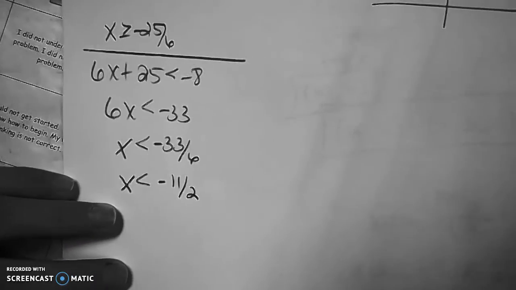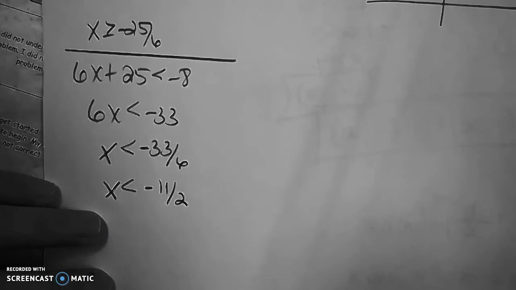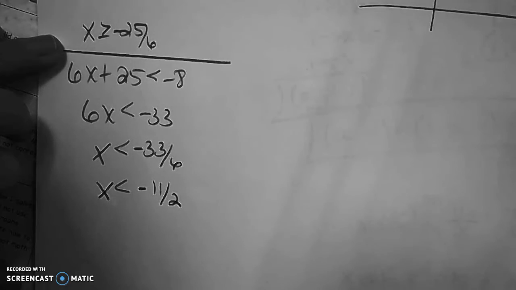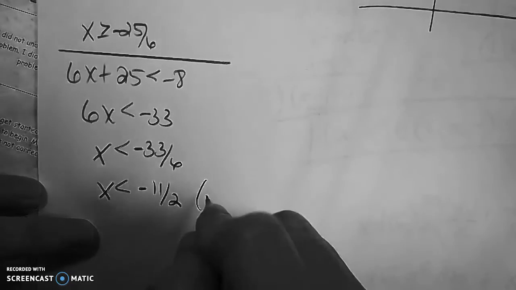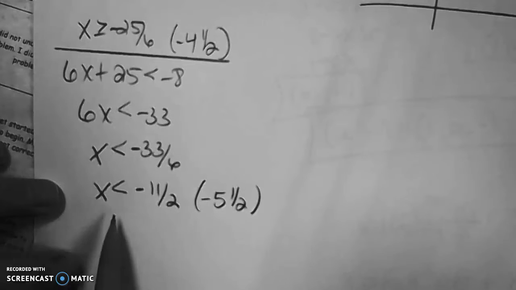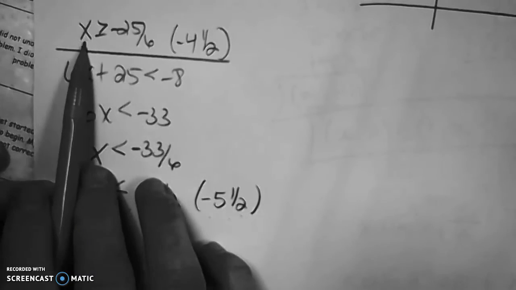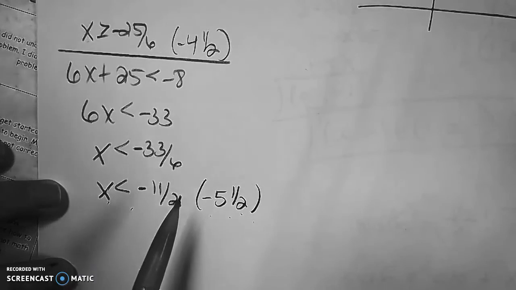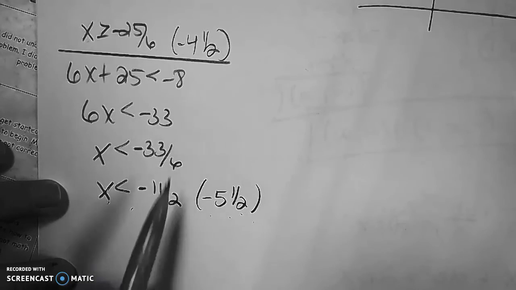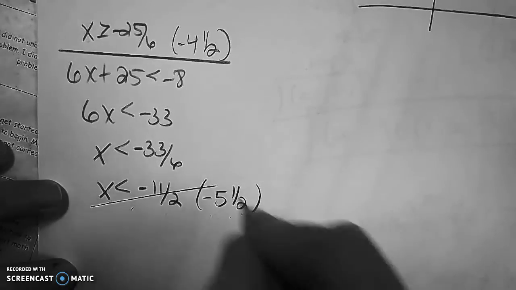So I've got, oops, you guys couldn't see that. I've got x is less than negative 11 halves. But as I look at my answer here, I know negative 11 halves is negative 5 1/2. Okay, so let's go back up here. What's negative 25 over 6? Well, that's negative 4 1/2. So I'm looking for x values that are less than negative 5 1/2, but they also need to be greater than negative 4 1/2. Are there any values that are less than negative 5 1/2 and greater than negative 4 1/2? No. So that piece actually does not produce any solutions.